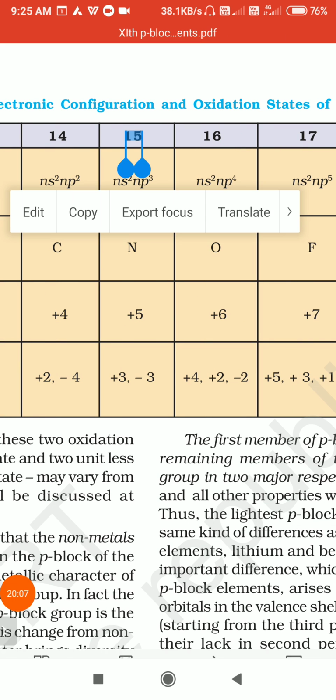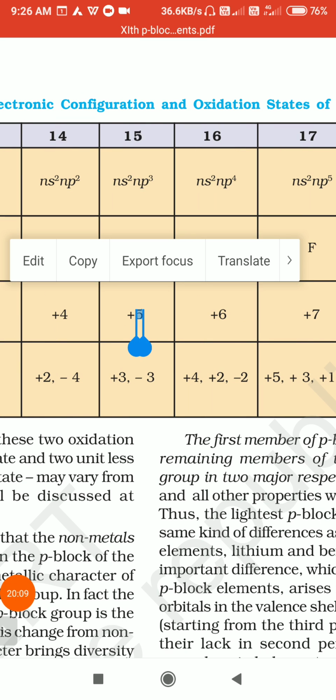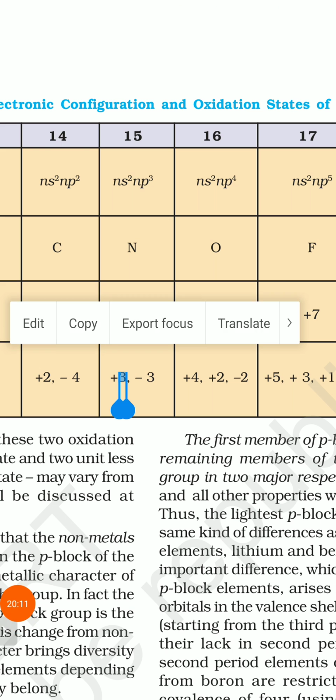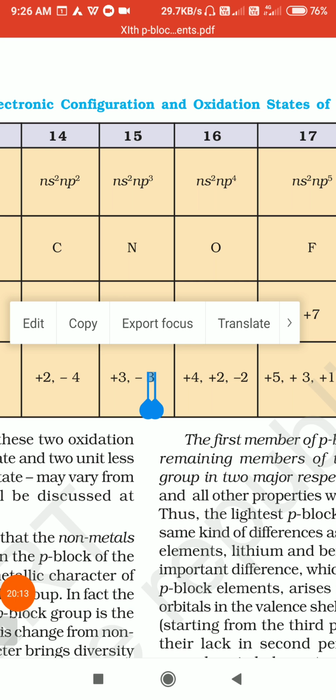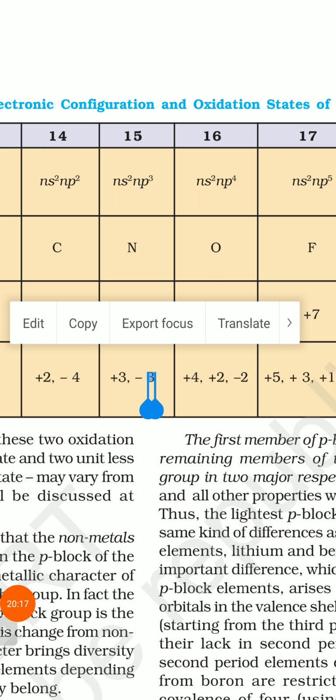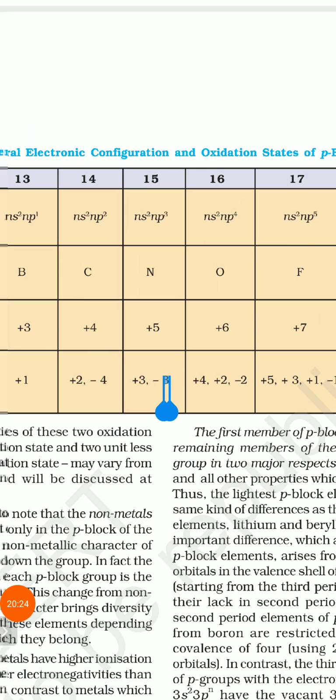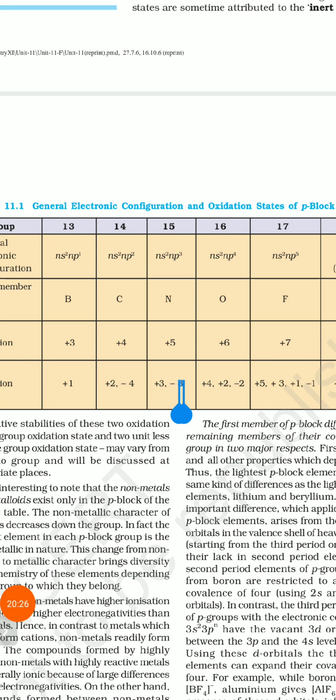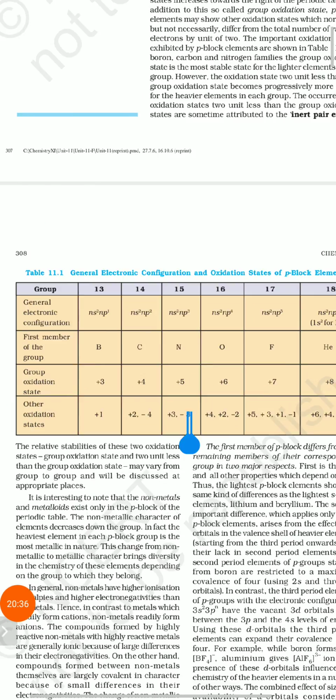Similarly, 15th group elements will exhibit +5, and +3 and -3 also. When it exhibits other oxidation states, it depends upon the particular element it is combining with. So depending upon the combination of particular elements, it will exhibit different oxidation states, right?